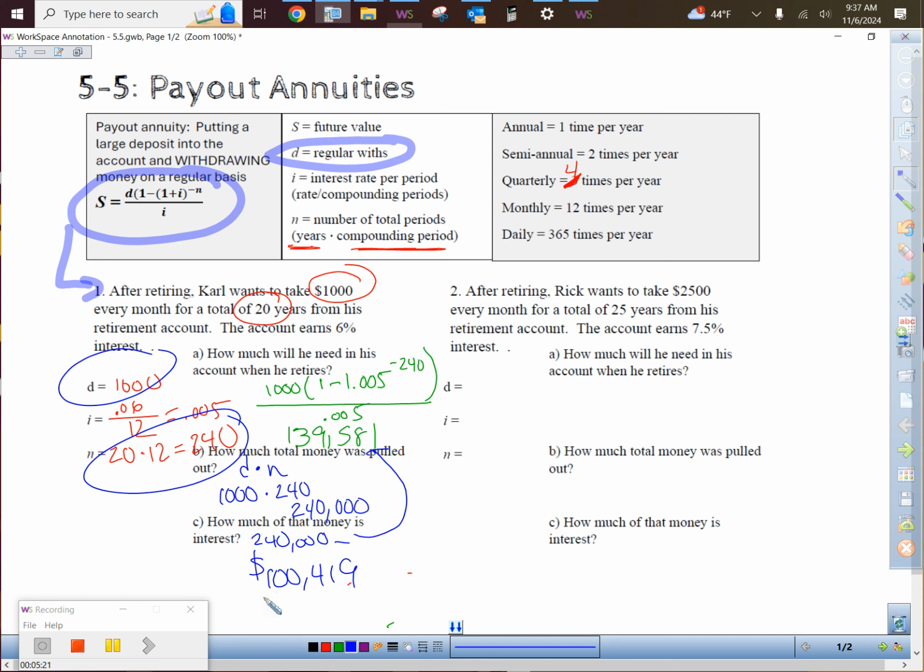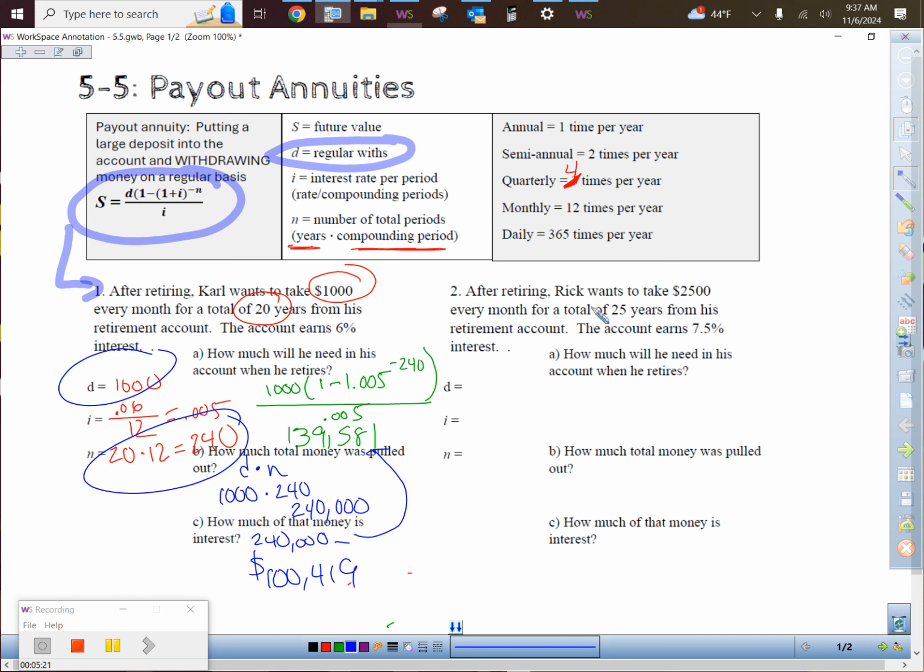So to make this happen over his entire life of working, you usually work till you're around 60, 65, depending on what kind of career you have. He had to save up basically $140,000. You know what I'm saying? He had to save that up so he could retire and then take $1,000 a month away for 20 years and get $240,000 out of that. Right? So he made $100,000 doing that. Let's try another one.